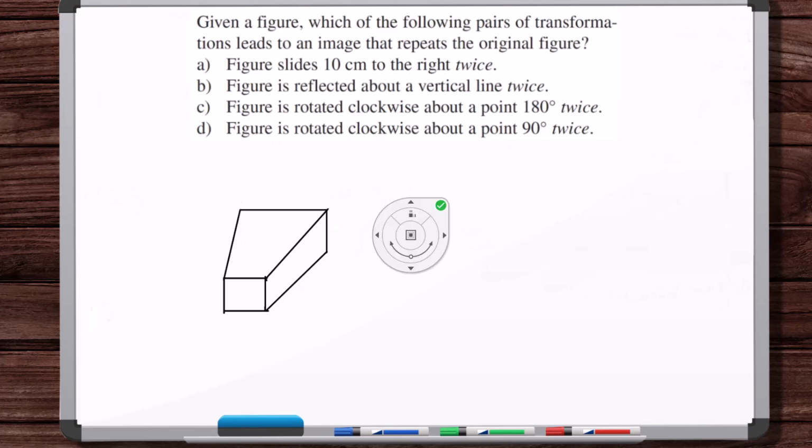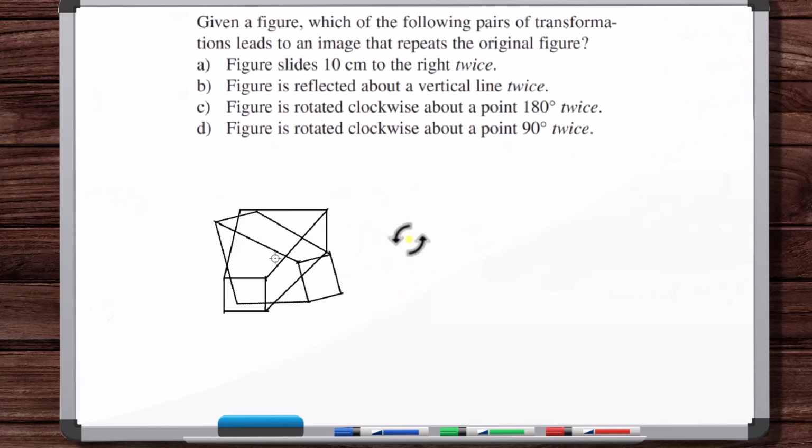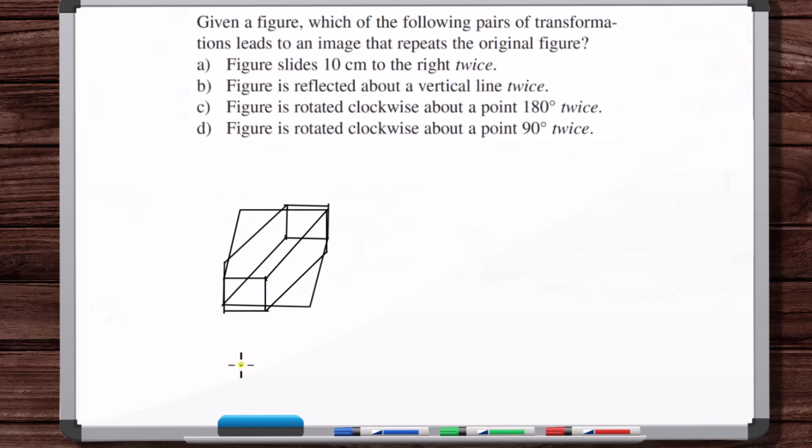Okay, so if we rotate this 180 degrees, we don't get the same figure back. In general, unless there's some form of symmetry involved, like with the previous figure, we're not going to get the same figure back. But if we rotate it 180 degrees, well, that was counterclockwise. Let's do clockwise.